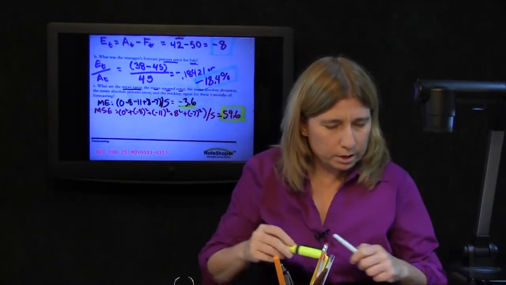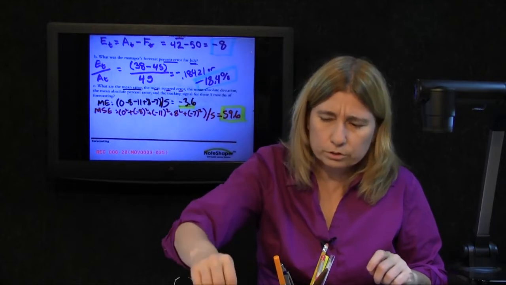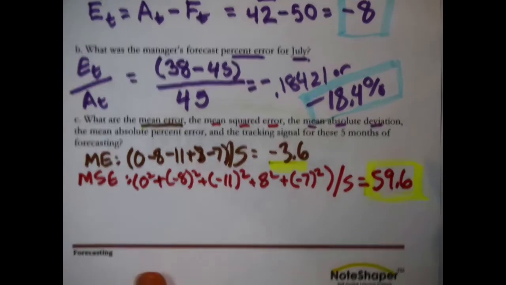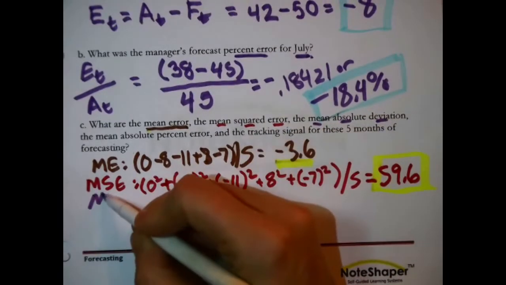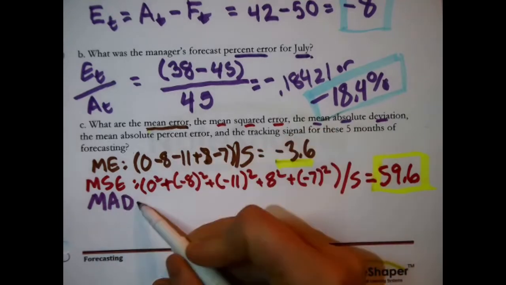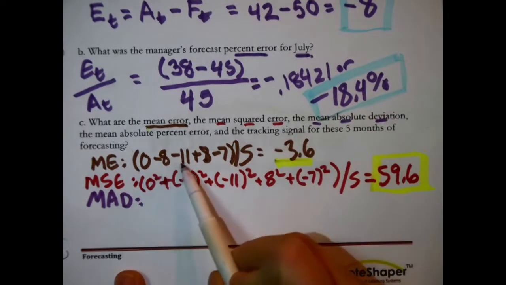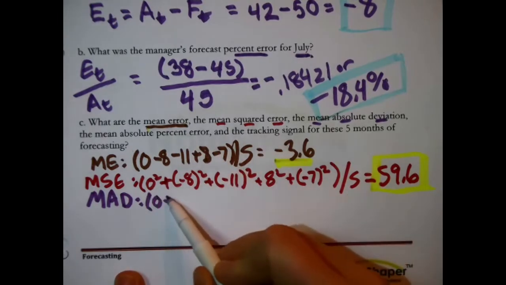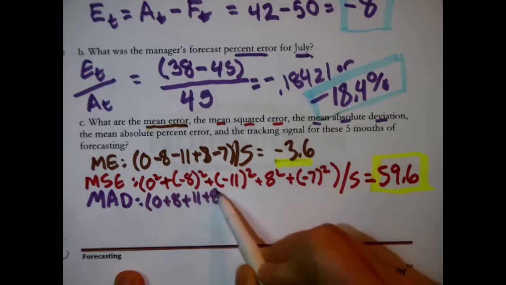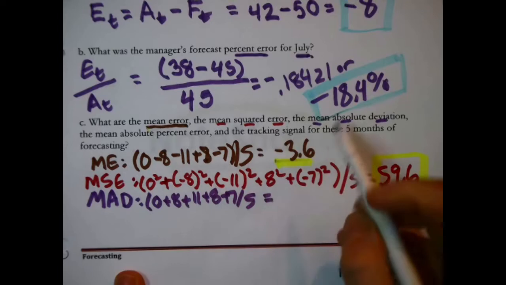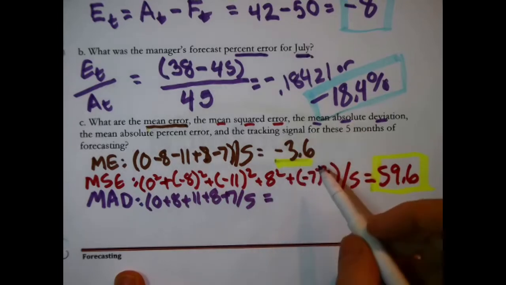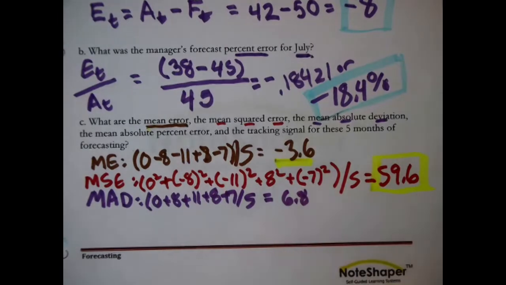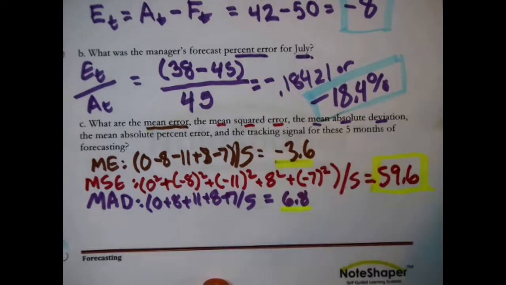Okay, that's that one. Remember, these are basically scores for the overall degree of accuracy. What was the next one that was asked for? The mean absolute deviation, very common score for accuracy, abbreviated MAD. That one's easy. That's where you just average the absolute values of the errors. So we don't bother with the minuses. You can just say 0 plus 8 plus 11 plus 8 plus 7 divided by 5. I get a MAD of 6.8. Okay, that one is finished.